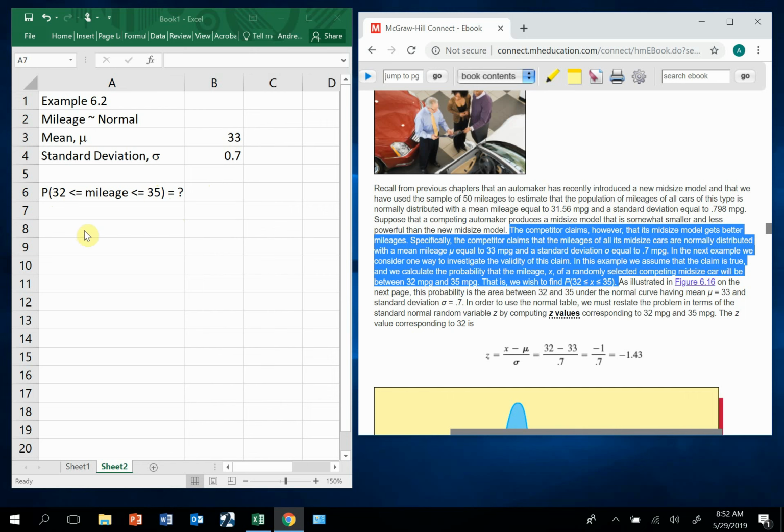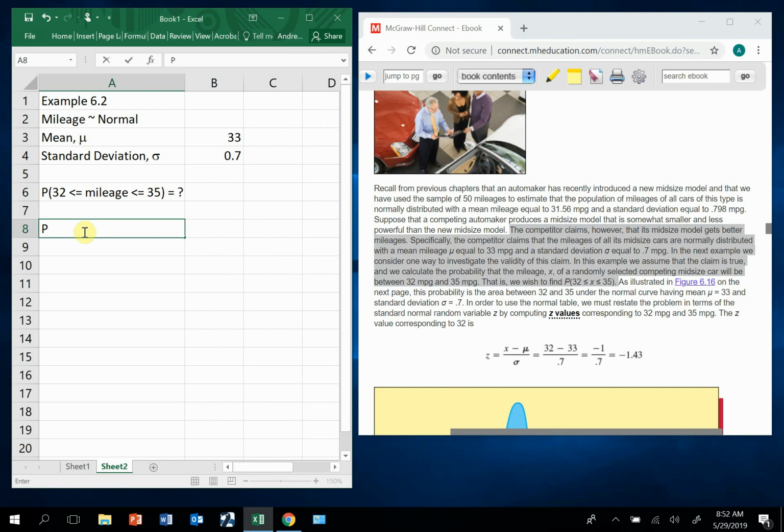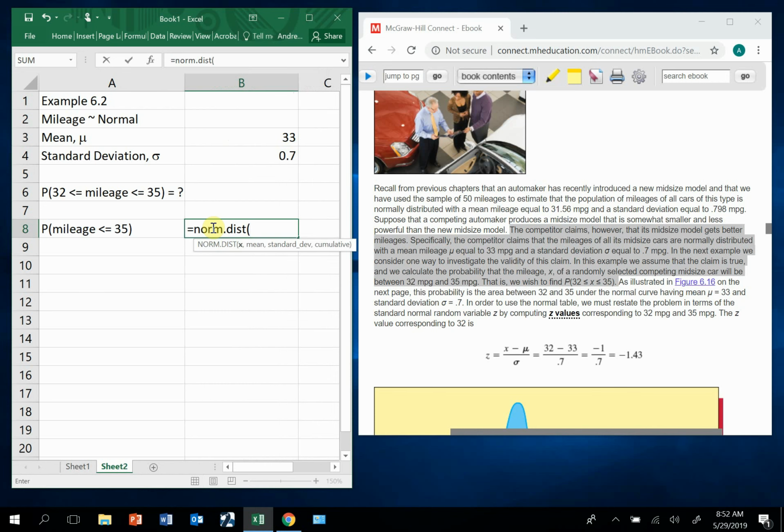We're going to solve first the probability that the mileage is less than or equal to 35. And we're going to use the NormalDist. You put in your x value, the value on the horizontal axis, which is 35. Then you put in the mean. You put in the standard deviation. The last argument when you use the NormalDist formula is always 1. Always. Never put anything else. So that gives the chances that you would have a car with mileage less than 35.